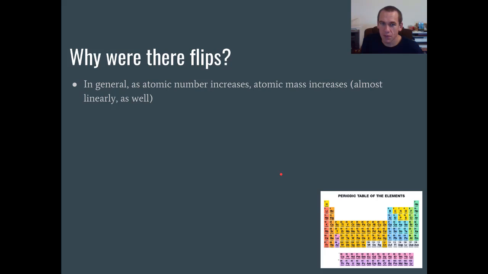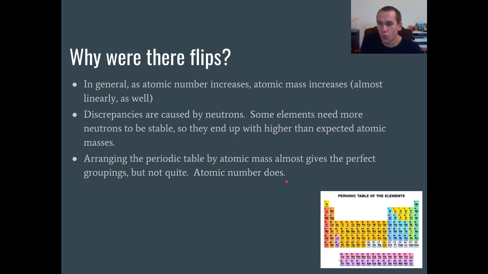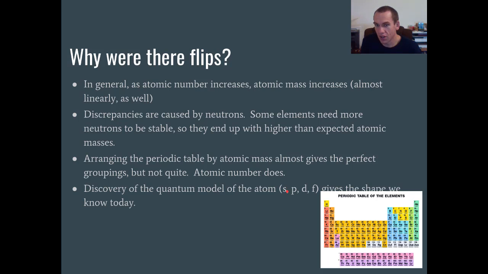So the flips were there because of the discrepancy caused by neutrons. Now we have this periodic table that shows the properties of elements being repetitive from one side to the other, arranged by atomic number. And once we have that, we're also going to see some other cool things like we saw with the orbitals, where electrons are going. So the discovery of the quantum model of the atom is why we don't just have continuous rows, but why we shifted the inner block down, right?